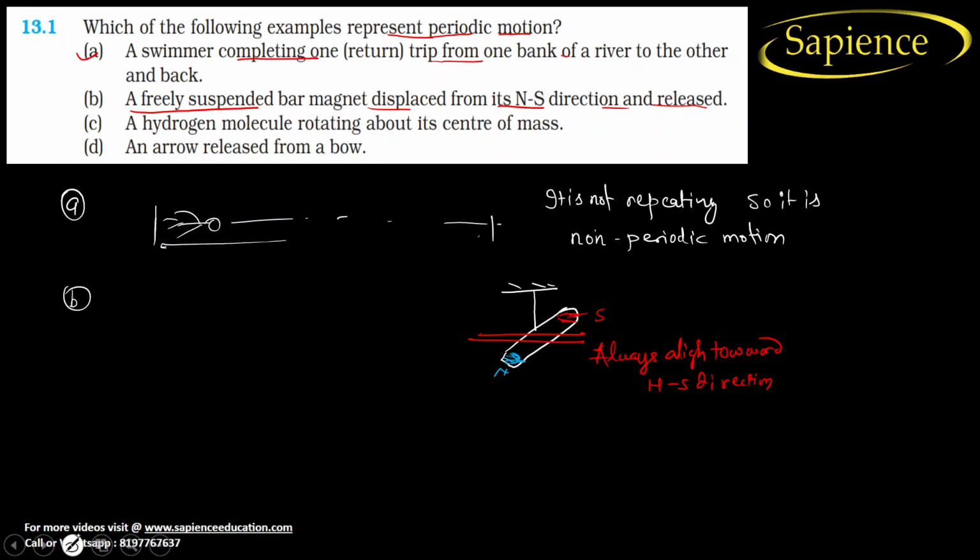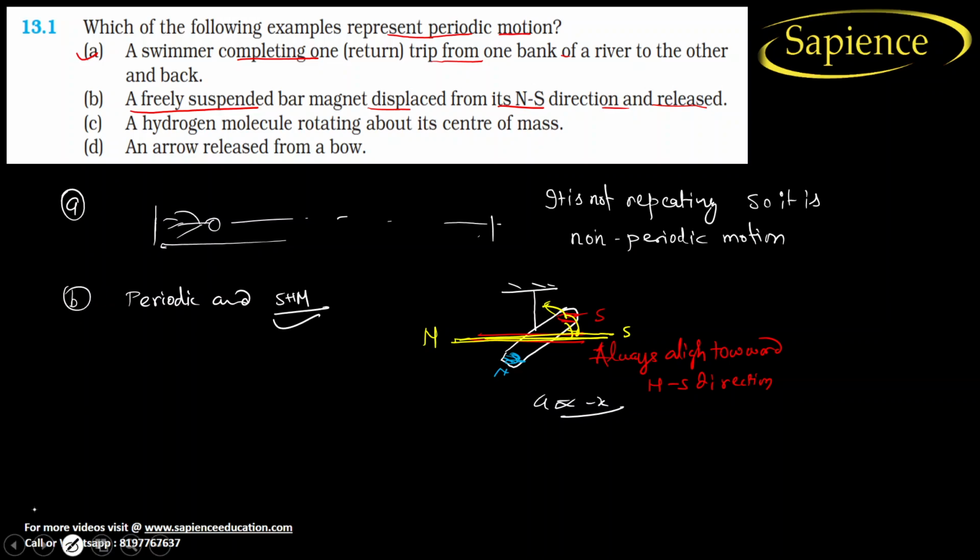Now what happens when we displace it? Let us consider we displace it by some angle, then what will happen? It will again try to come back to its north-south direction position. For example, this is your north and this is south. Whenever I move it, it will try to come back to its original position. So it means that it is repeating, and the acceleration is proportional to the negative of displacement. So it means that it is periodic and simple harmonic motion.